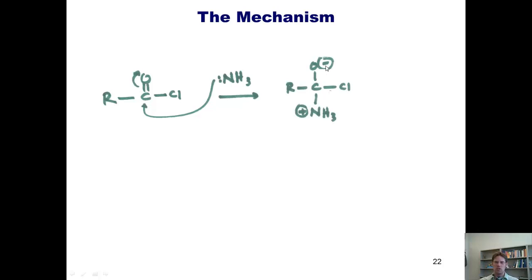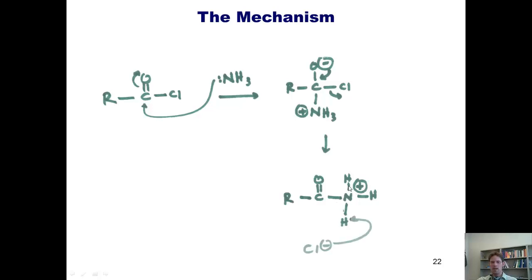This negatively charged tetrahedral intermediate sits there momentarily, and then the electrons come down and kick off my chloride leaving group. That gives me this intermediate. The chloride can then come around, deprotonate that compound, neutralizing the nitrogen's positive charge and giving me my amide, along with HCl as a byproduct.